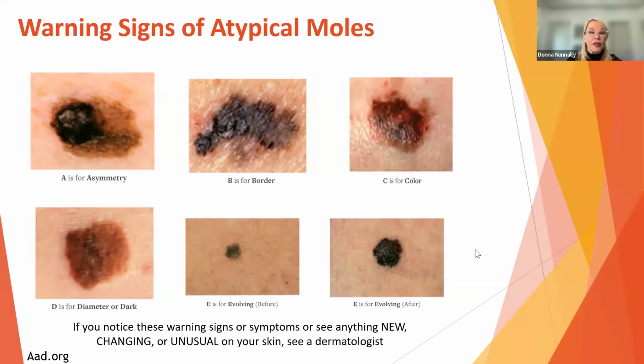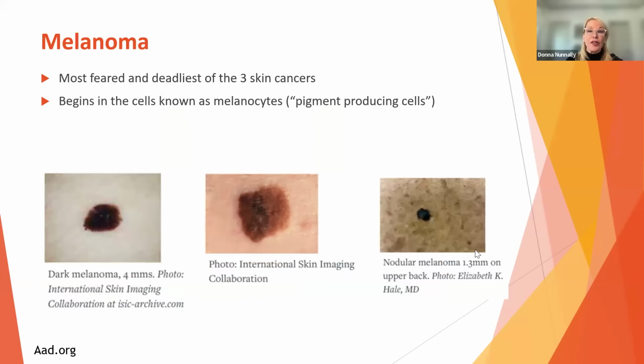E is for evolving. If there's changes in shape, size, or color, or any new symptoms like bleeding, itching, or crusting. And if you notice these warning signs or symptoms, or see anything new, changing, or unusual on your skin, see a dermatologist. The presence of atypical moles doesn't mean that you'll develop melanoma, but it does warrant close monitoring by a dermatologist and the strict use of some protective measures to reduce the risk of melanoma.